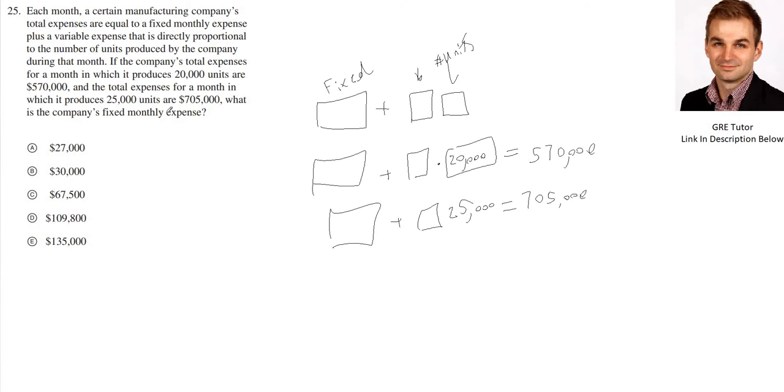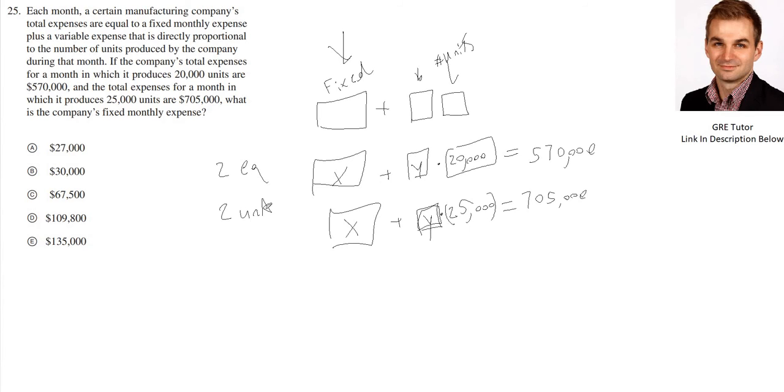What is the company's fixed monthly expense? So they want to know this one. They want to know the fixed monthly expense. We can add variables into these boxes now that we have some more information. We can call this X and we can call this Y. Right? This is the rate that you multiply your production by, and this is the fixed cost that you pay every single time. And now we are sitting here with two equations and two unknowns.